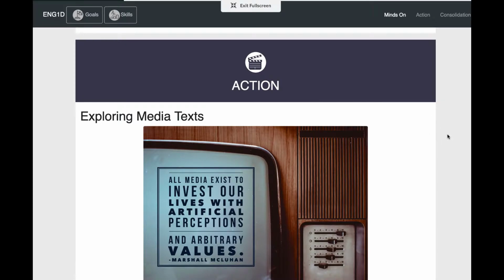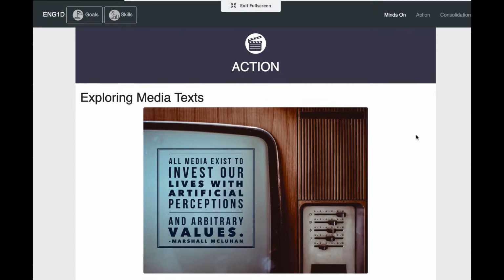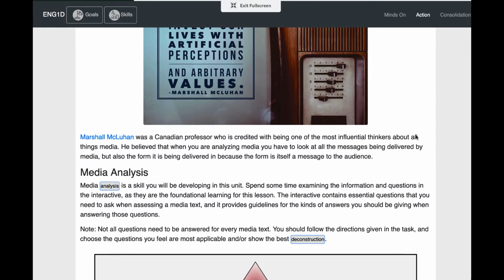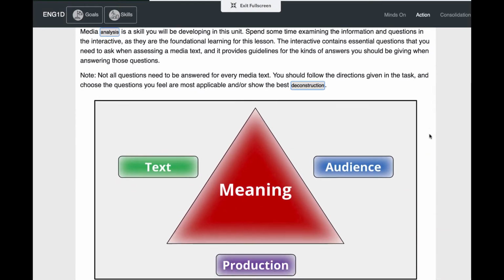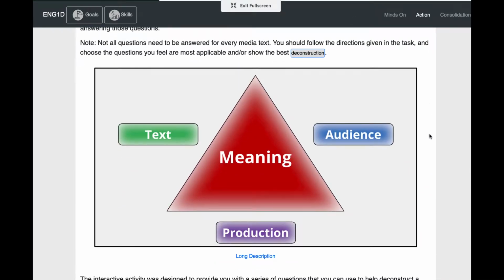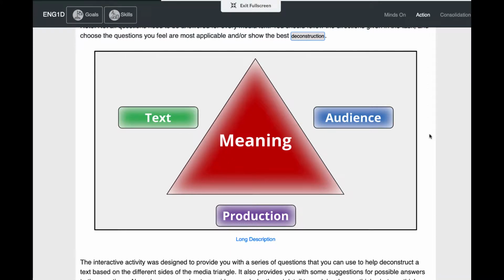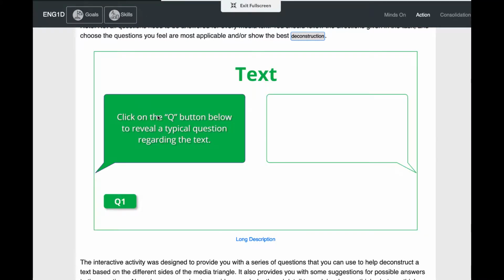In this section, you're going to be exploring a variety of media texts, and you're going to be analyzing them according to this little triangle. So let's take a look at what the triangle does. If we click on text, it's going to give us a typical question that we need to ask when we're looking at a media text or a media product.